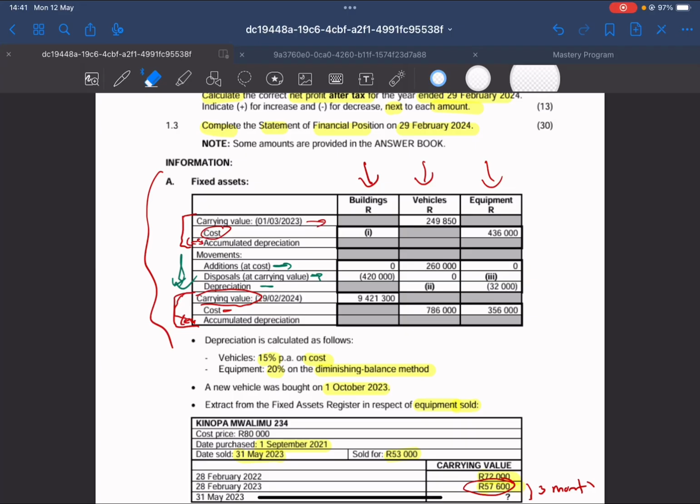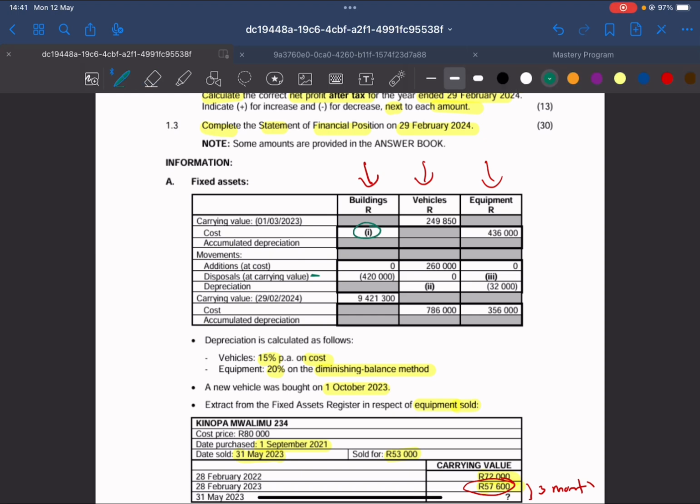But they told you that the bookkeeper has already completed some of the transactions. All you need to complete is this Roman figure 1, Roman figure 2, and Roman figure 3. So let's get to it.